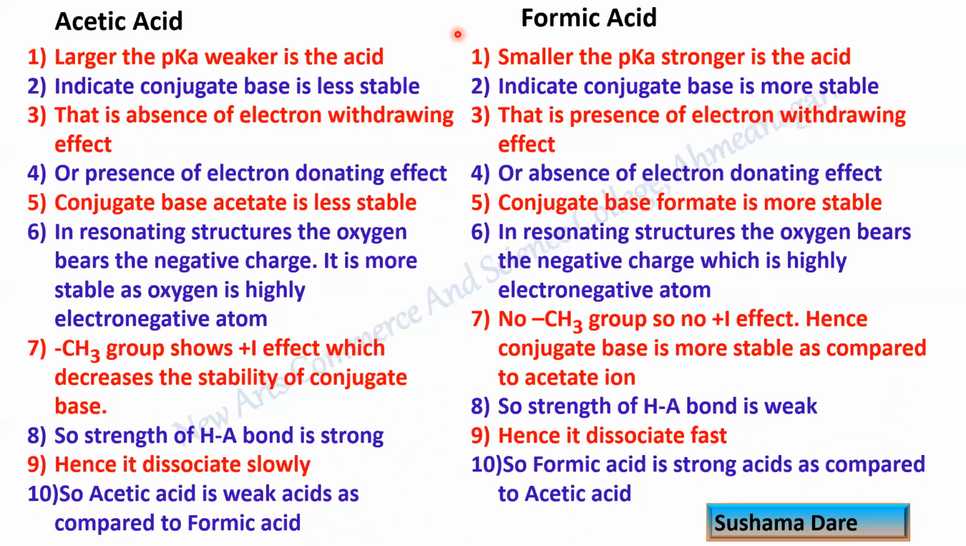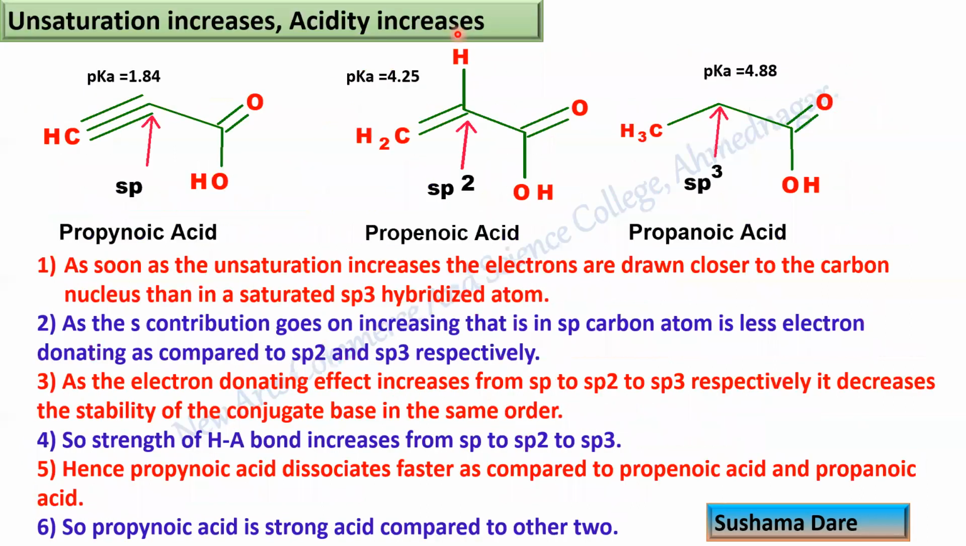For the stability of the conjugate base, you should always remember to check whether there is a presence or absence of electron withdrawing group, or whether there is a presence of electron donating effect. If the stability decreases, that indicates presence of an electron donating group. If stability increases, that indicates presence of an electron withdrawing effect, and that we have to find out. Now, the next example.